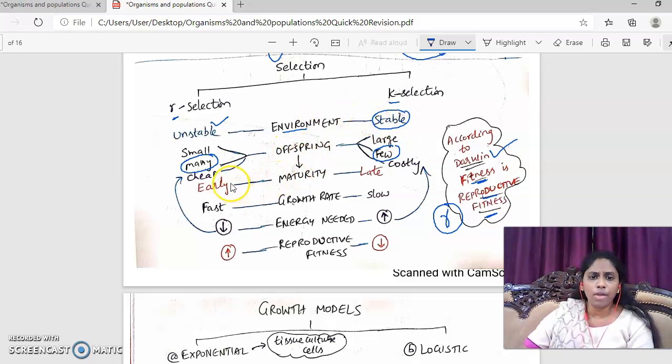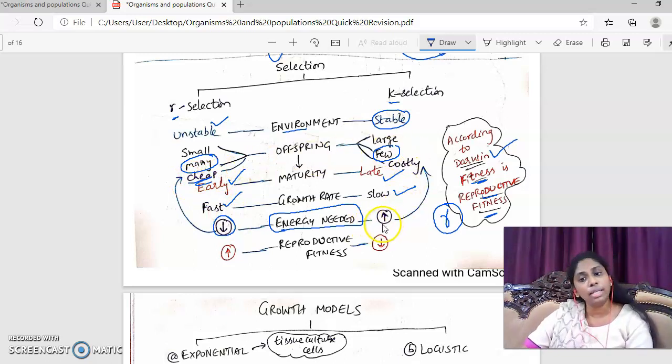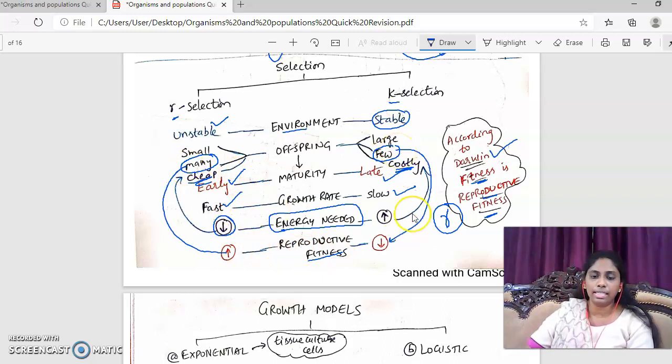Then maturity of the offsprings is early this side and late this side. Because it is early, obviously growth rate is fast, and on the other side growth rate is slow. And the parent requires energy to make the offspring. In r selection, the parent expends less energy, and so the offspring is called cheap. In the other case, the parent has to expend more energy to make the offspring, and so they are called costly offsprings. And coming to reproductive fitness, obviously these are many, and so the r is more, and these are few, and so the r is less.